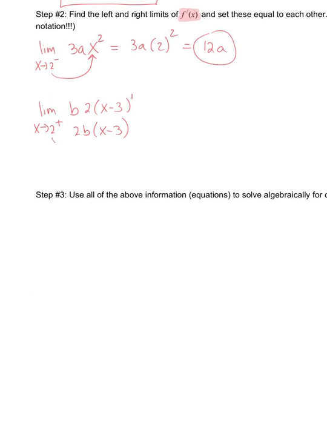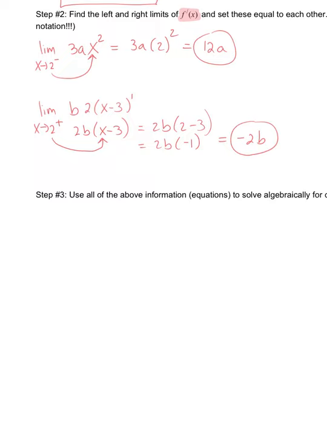Remember, I put the 2 in for x. So I have 2b times 2 minus 3. If I simplify inside parentheses, I get a negative 1. So that simplifies to negative 2b. That is my right limit.